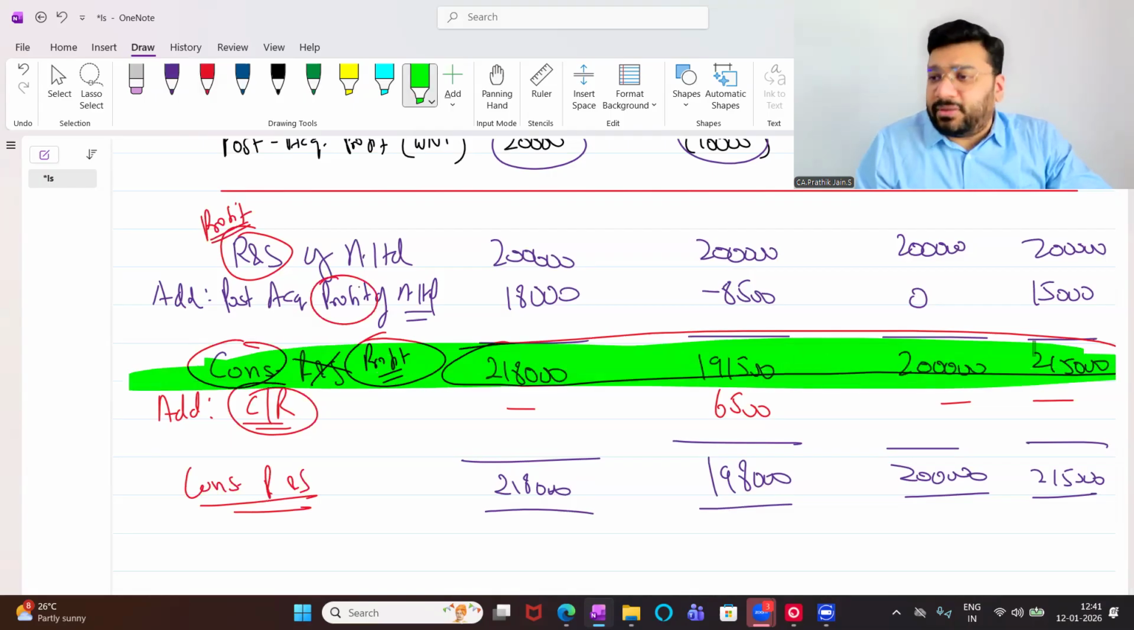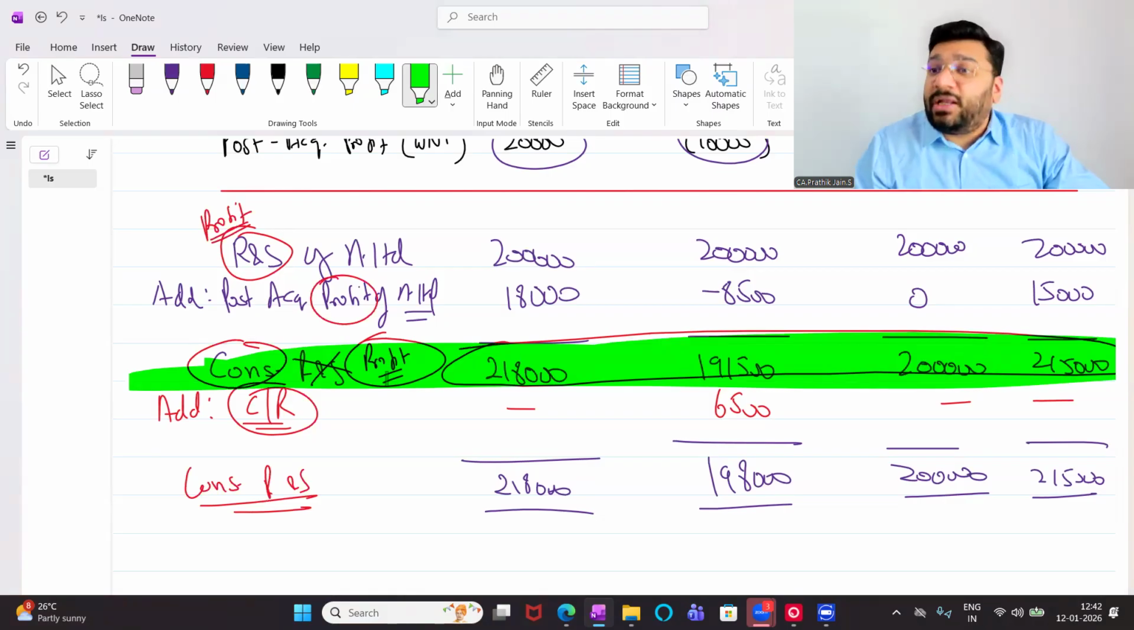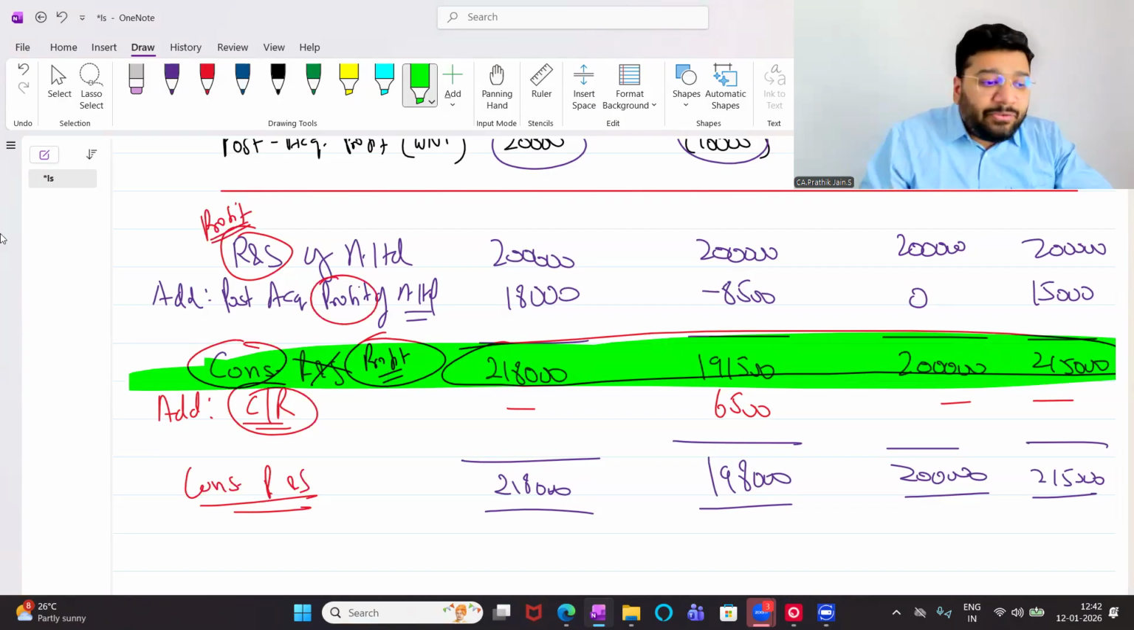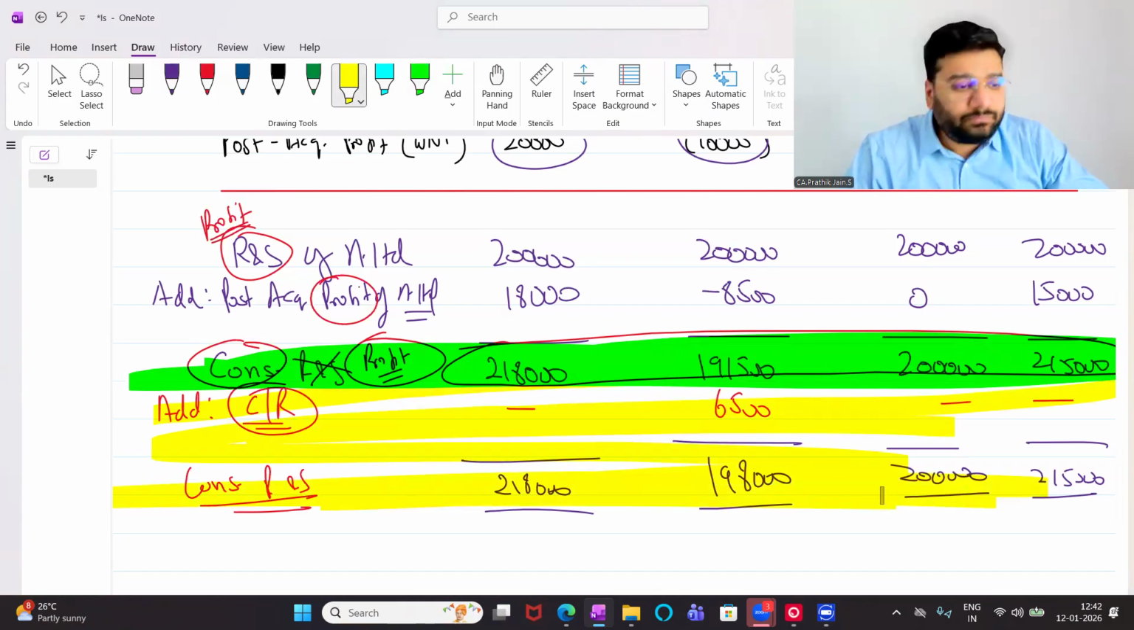They've not gone beyond this because they're asking consolidated profit, not reserve and surplus. So we can stop till here. But in case in the exam you have confusion or doubt whether they mean profit as actually profit, or reserve and surplus, then you can add one more line of capital reserve and write this part as well. Okay?